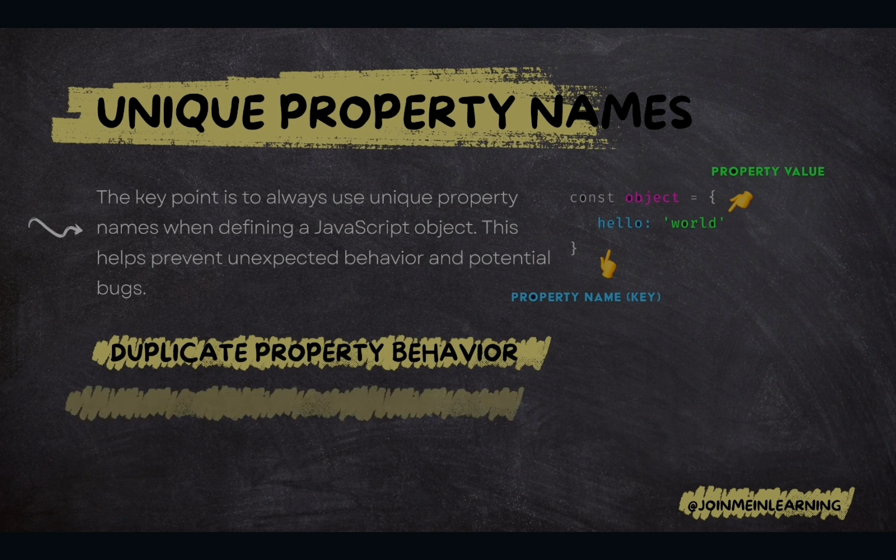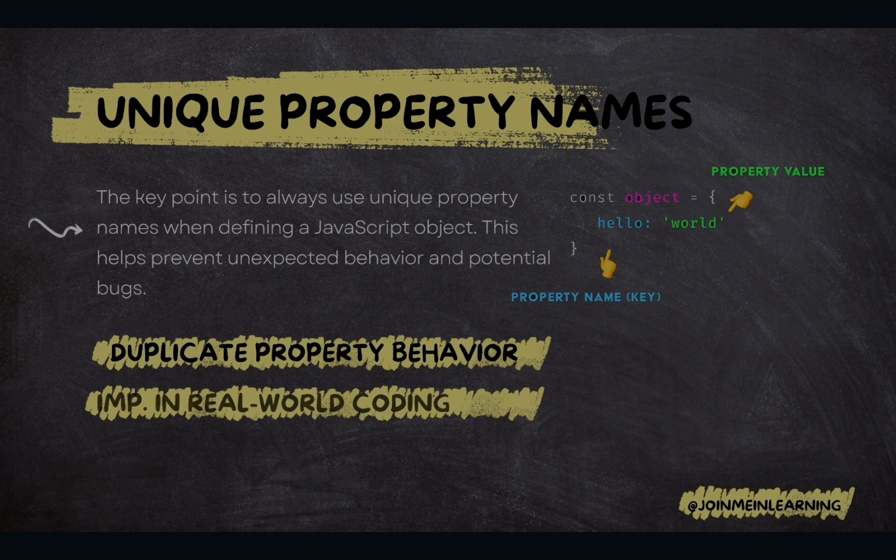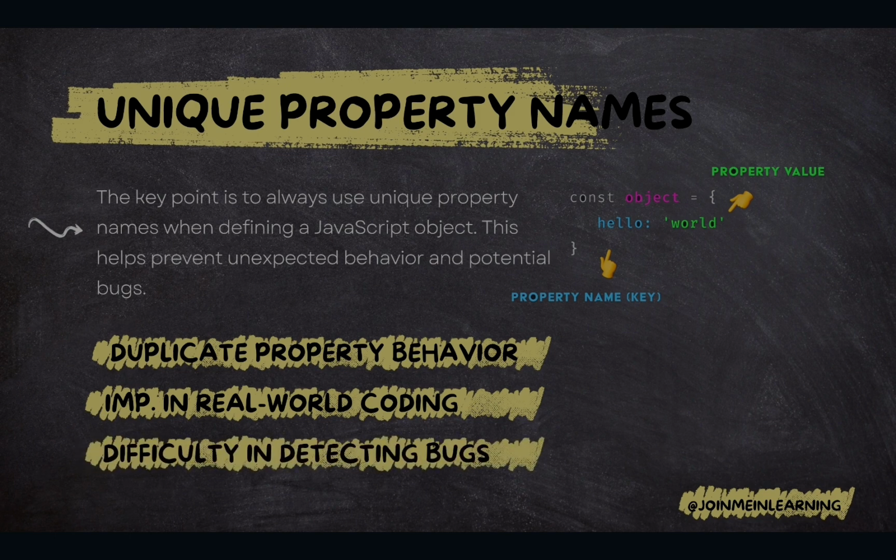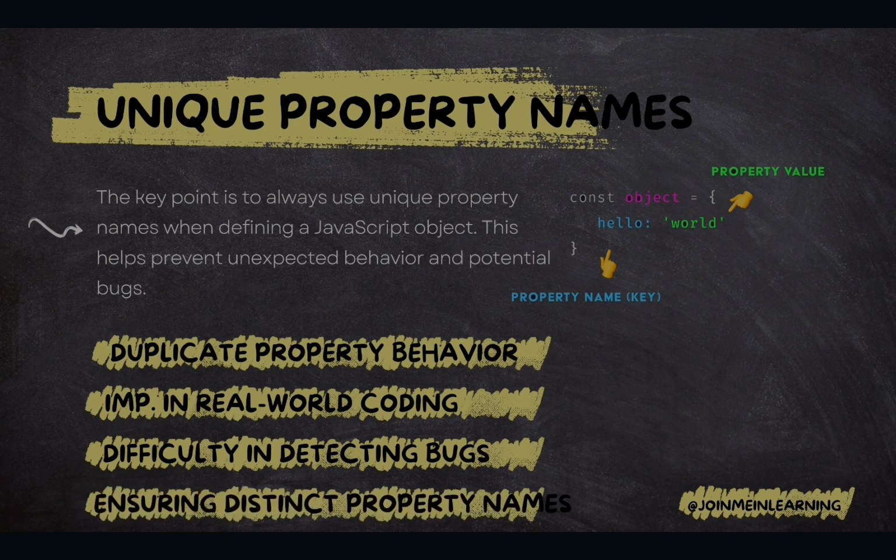Now, why is this important? In real-world coding, this could lead to some really sneaky bugs. Imagine setting a property early on, then accidentally overwriting it later because you used the same name again. That's a bug that could be hard to spot. It might not throw an error, but it will cause your program to behave in unexpected ways. So, always ensure your property names in objects are distinct. This will help you avoid unintentional overwrites and keep your code bug-free.